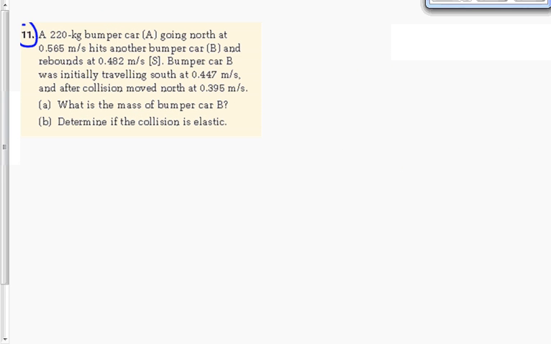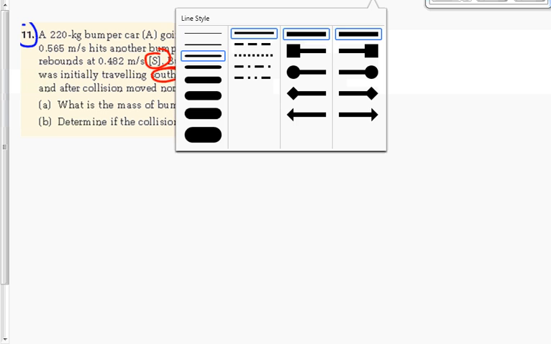Let's take a look at number 11 now. It says a 220 kilogram bumper car going north at 0.565 hits another bumper car and rebounds to the south. Bumper car B was initially traveling to the south, and after the collision they moved north at 0.395. What's the mass of bumper car B? And determine whether it's elastic or inelastic.